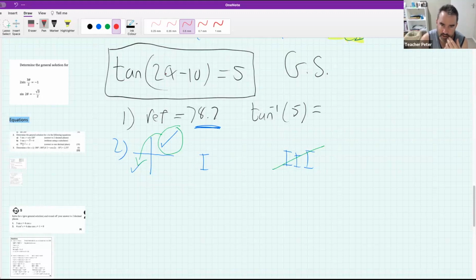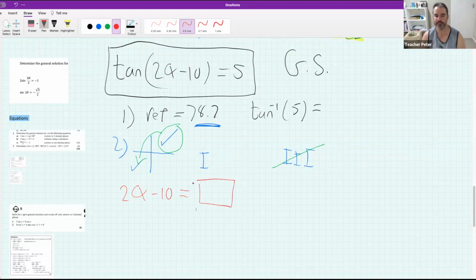Now, I'm going to start by writing down the bit that's locked away in the equation. It's going to be 2 alpha minus 10. What do you think is going to go in my red box? It is indeed just 78.7 because that's the solution in quadrant 1.